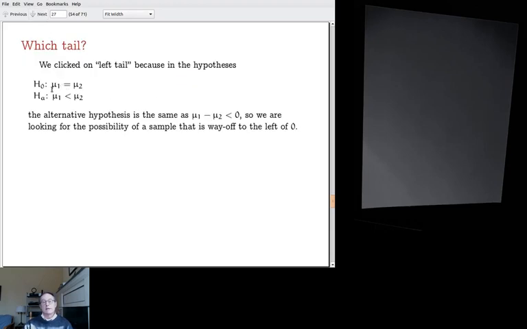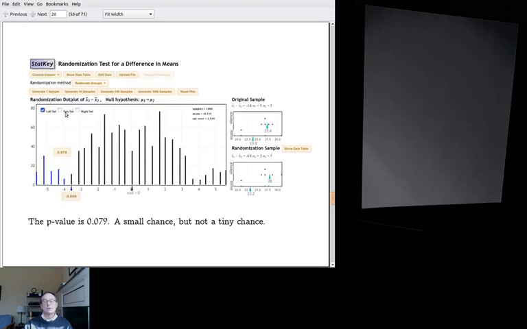Okay, in that example, I clicked on left tail because it says mu1 is less than mu2, so I'm looking at a left tail, that's all. If it had said greater than, I would have clicked on right tail, and if it said unequal, I would have clicked on the other option. The other option there is two tail.